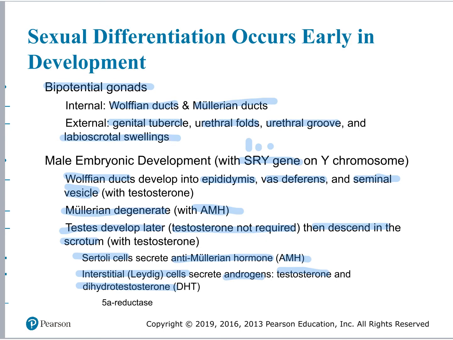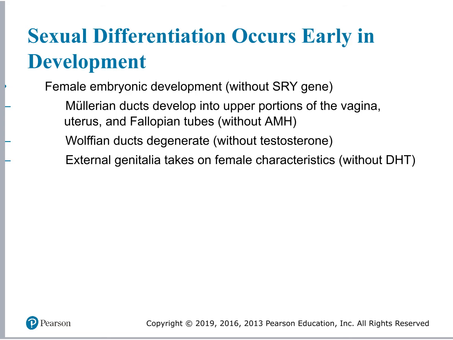So if there is no Y chromosome, which means there is no SRY gene, then the embryo automatically develops into a female embryo. That means the Mullerian ducts will develop, and they develop the upper parts of the vagina, parts of the uterus, and also the fallopian tubes. That is because there is no AMH, which would have been developed from the Sertoli cells if it was male. The Wolffian ducts are going to degenerate.